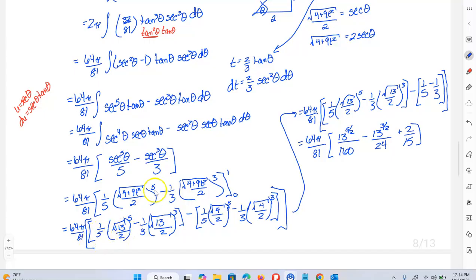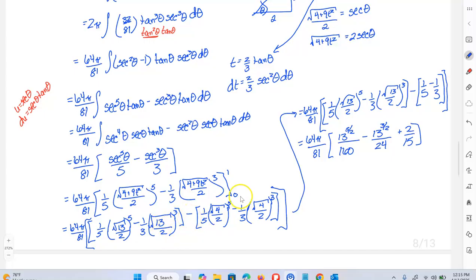So I'm going to plug in the 1. When I plug 1 in for t under the radical, it's going to be a 13. So I'm going to have 1/5 times the square root of 13 over 2 raised to the 5th minus 1/3 times the square root of 13 divided by 2 raised to the 3rd.